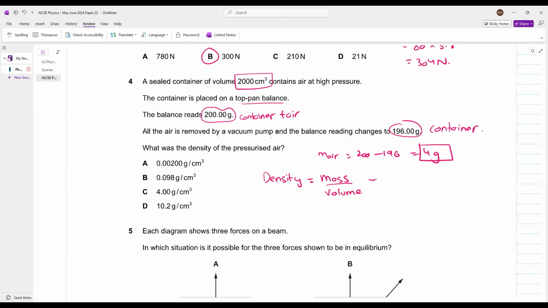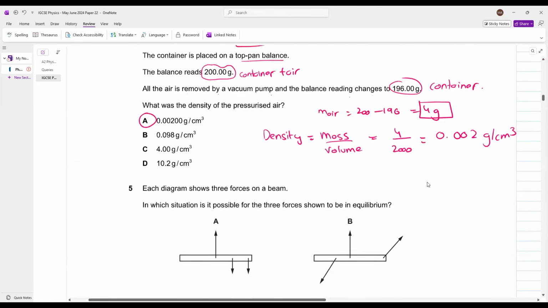What is the mass? 4 grams. What is the volume? 2000 cm cube. Can you calculate the answer? The answer comes out to be 0.002 gram per cm cube. A is your answer.